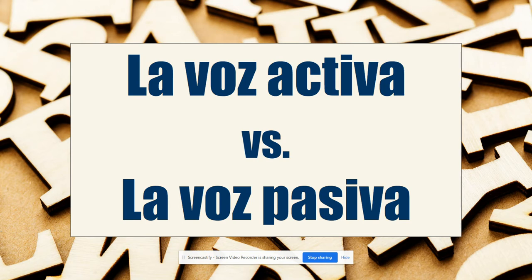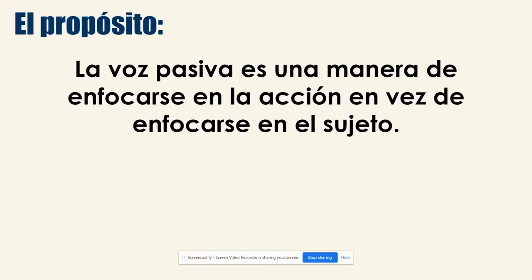We're going to start looking at la voz pasiva, or passive voice. So the easiest way to understand what passive voice is, is to understand what it's not. So we're going to be looking at la voz activa, which is active voice or a normal, quote unquote, sentence, versus la voz pasiva. So, el propósito, the purpose. La voz pasiva es una manera de enfocarse en la acción en vez de enfocarse en el sujeto. In other words, we care what's being done or what happened versus who did the thing.